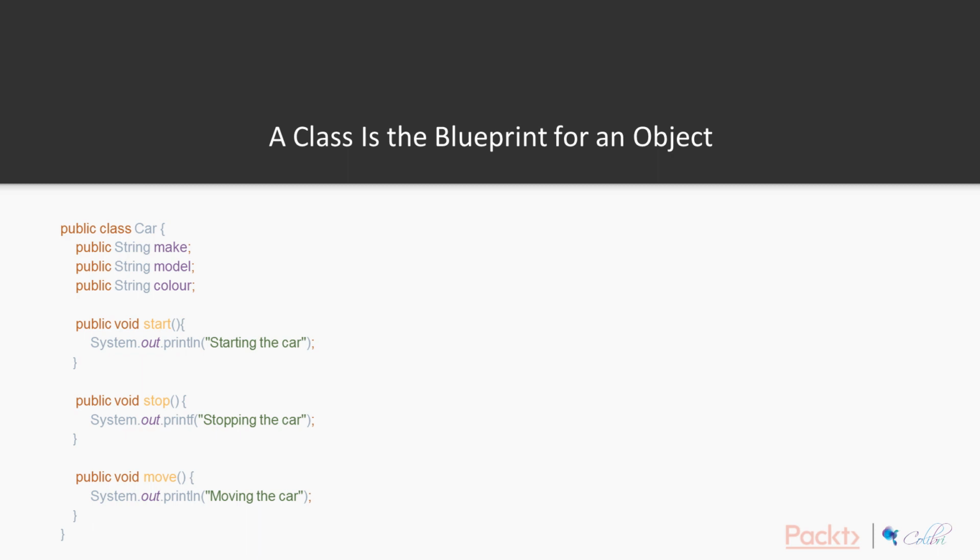And then we have three methods. And obviously, of course, here there's no real implementation. We've got start, stop, and move. And each of those is just going to print out starting the car, stopping the car, or moving the car. So that's a realization of the design I showed you on the previous slide. We've got three fields, the data items, and three methods or functions.